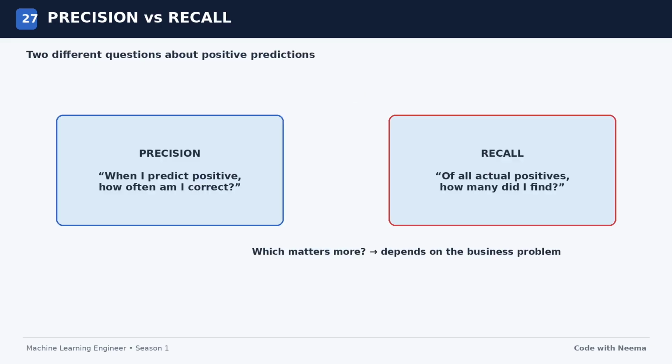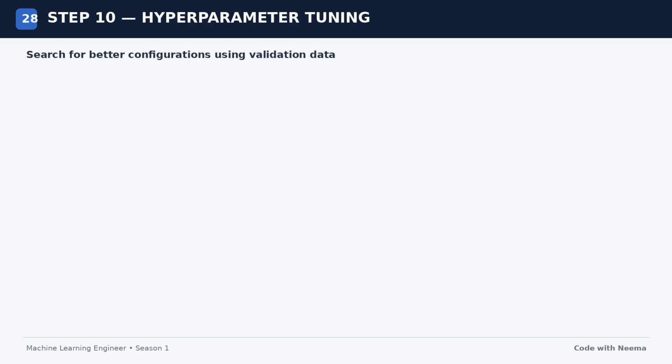Precision and recall answer different questions. Precision asks, when my model predicts positive, how often is it correct? Whereas recall asks, out of all the actual positive cases, how many did my model find? Which one matters more depends on the business problem. And this is why simply saying my accuracy is 95% doesn't tell us enough.